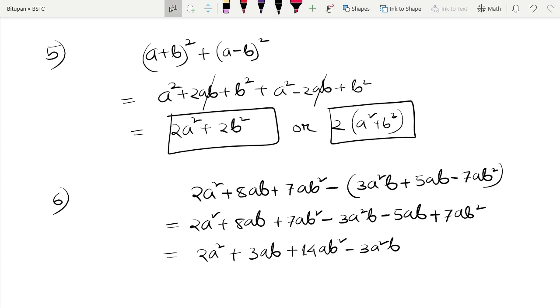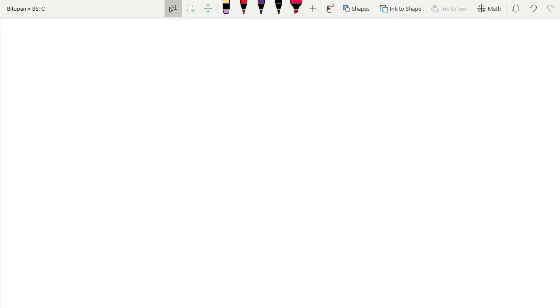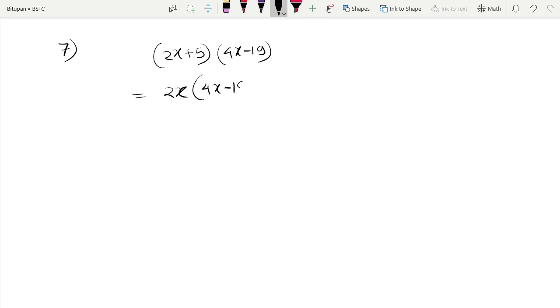Moving forward now, question number 7. मल्टीप्लाई करने यहाँ पे बोला है 2x plus 5 into 4x minus 19. Now if you multiply, यहाँ पे देखो ये दोनों अलग अलग टर्म है, कोई सिमिलरिटी नहीं है, so I will use distributive property. So I'll multiply the second polynomial with the first term 2x into 4x minus 19, then plus 5 into होगा 4x minus 19 के साथ.